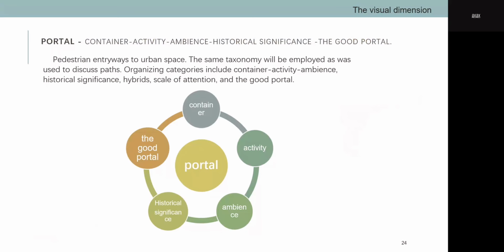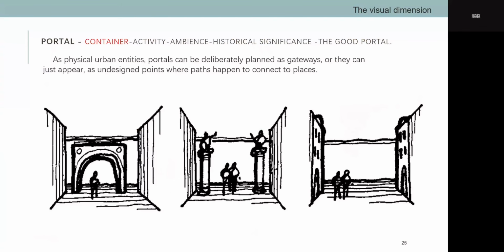Organizing categories include container activity, ambience, historical significance, hybrids, and scale of attention, and their portal. As physical urban entities, portals can be deliberately planned as gateways, or they can just appear as under-designed points where paths happen to connect to places.